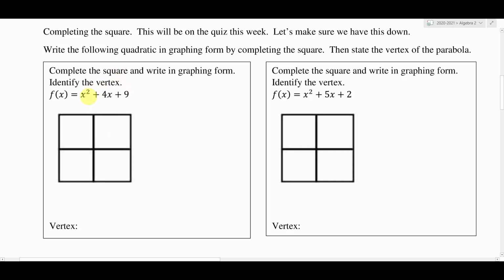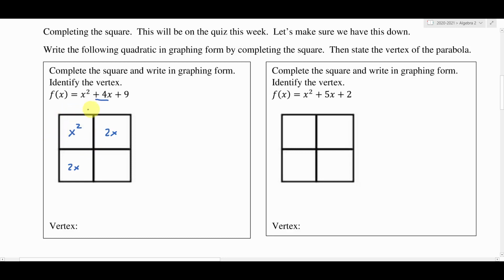The way that we complete the square is we start by taking the x squared term and putting it in the upper left-hand box. We then take the middle term and we cut it in half, right? So if I take 4x and I cut it in half, I'm going to get 2x. So I'll put 2x and 2x in the first diagonal.